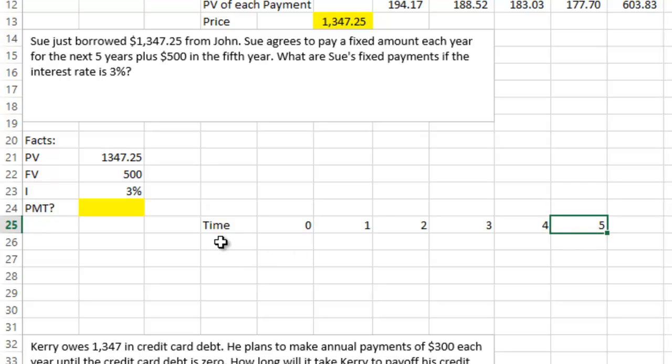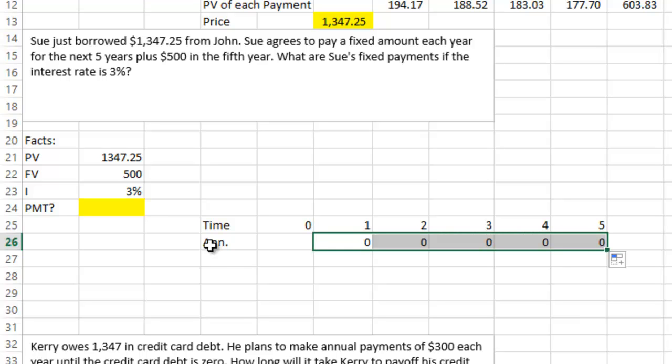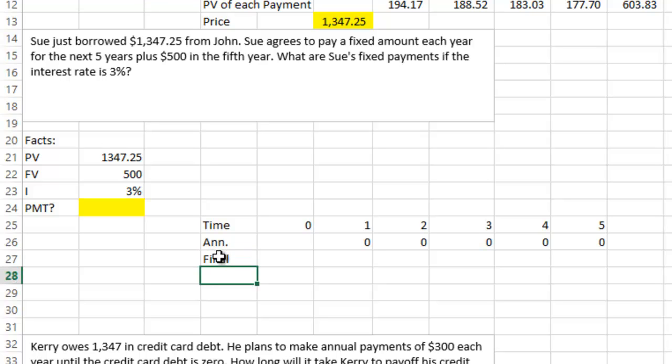Now I have my annual payments, which is actually what I'm trying to look for. I'm going to do equal, and I'm going to put in what my annual payments should be, which I don't know yet. I'm going to hit F4, and go ahead and drag that across. Then I'm going to put in my final payment. That's the $500.